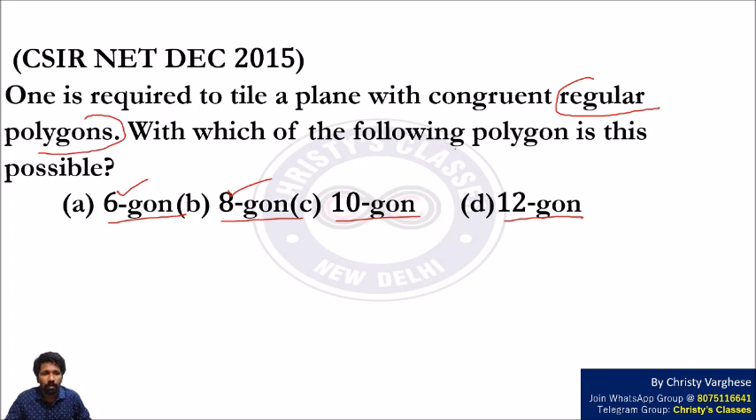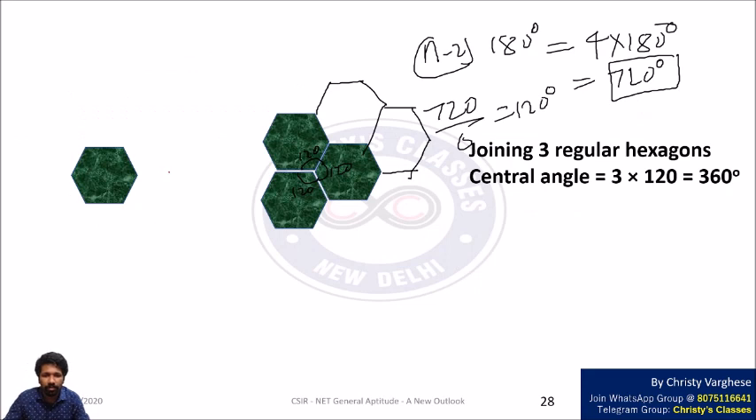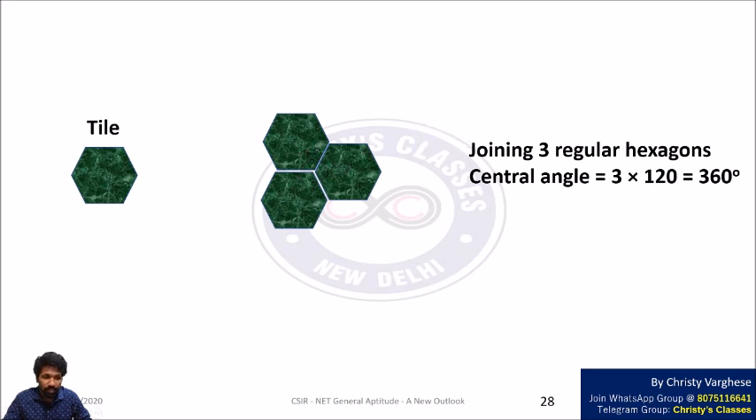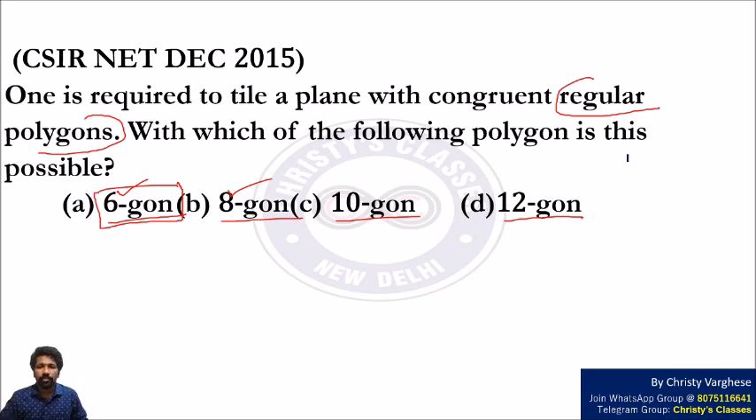With the 6-gon it is already possible. We already discussed it in the previous question. 6-gon and hexagon are exactly the same, so if anyone is confused regarding that, avoid the confusion. For a 6-gon, why is it possible? As we discussed, each angle is 120 degrees. 120, 120, 120 added is 360 degrees. So regular hexagonal tiling is totally possible. That is why option A is the answer.